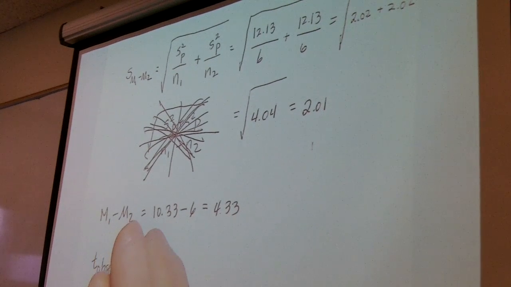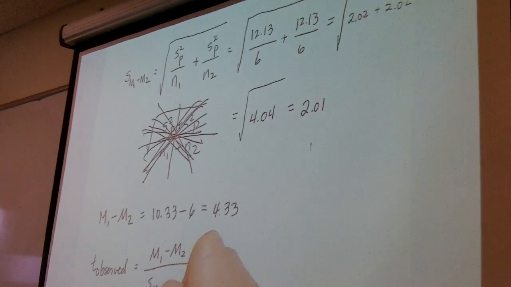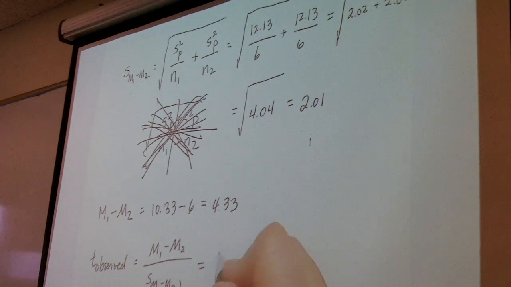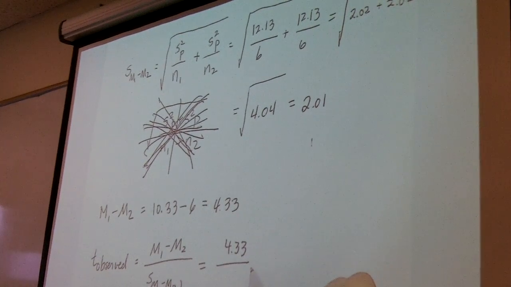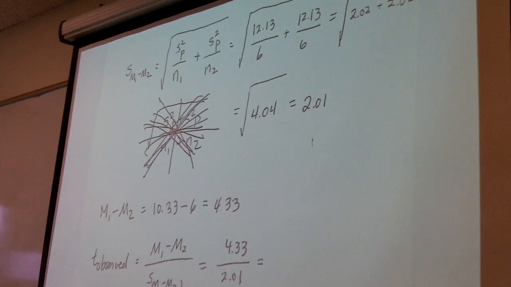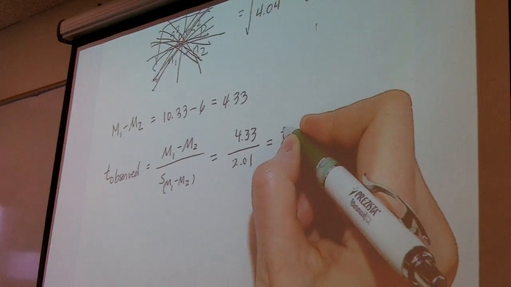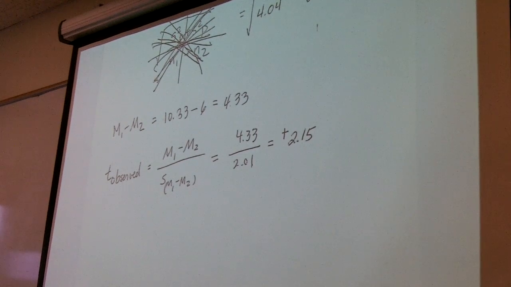And when we calculate T observed for an independent groups test, the formula is the mean difference over that estimated standard error for the pooled samples. So now we know that mean 1 minus mean 2 is 4.33, and the estimated standard error for the two samples combined is 2.01. So our T observed is what? 2.15. We have a vote for 2.15. I agree, yeah. Okay. Let me note again, it's positive 2.15. Mark it to show me that you know that it's positive 2.15.